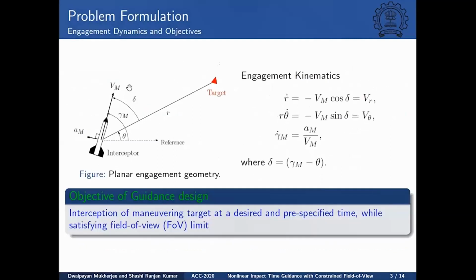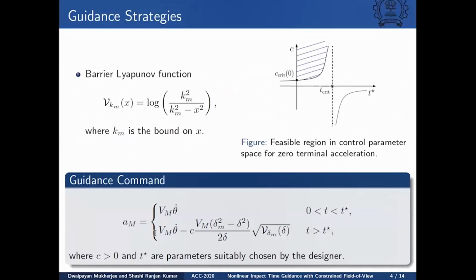So this is the standard engagement kinematics given by the stationary target and the intercepting missile. The objective of the guidance is as I have already mentioned. Now, our strategy is to have a two-phase guidance command, the first phase of which comprises a deviated pursuit strategy, and the second phase is constructed using a Barrier-Lyapunov function, which looks something like this.